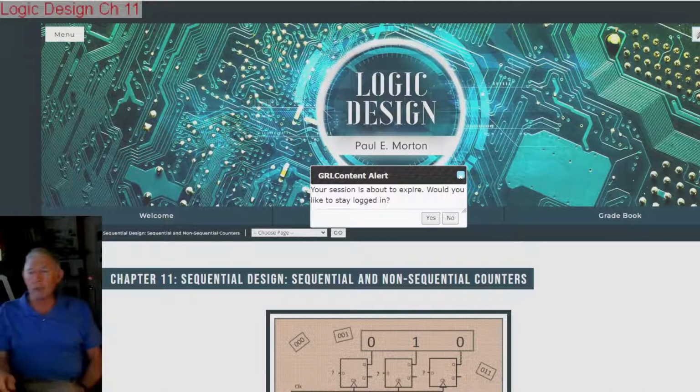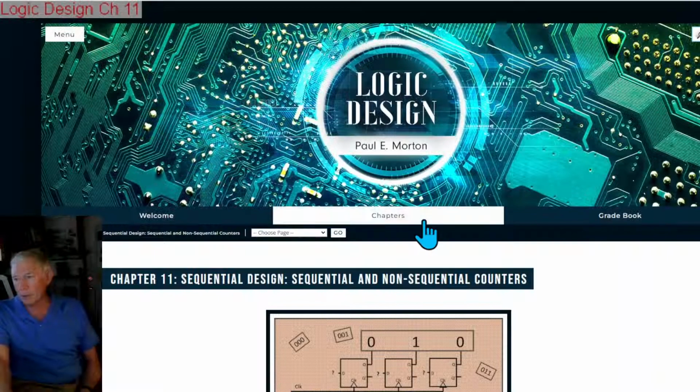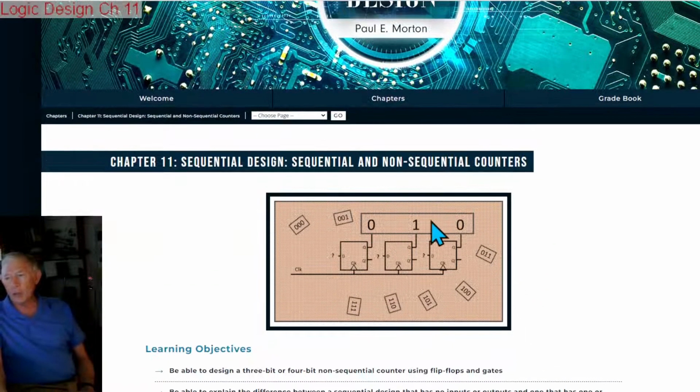But here's the book. So this is chapter 11, and we start with this picture. And I do want you to look at this picture, because this really describes what we're going to do in this chapter. We're going to have some number of flip-flops, in this case three, and we'll call them flip-flop A, B, and C, and we'll have a clock coming in, and then we're going to design the network to drive the D input for the A flip-flop, another little network to drive the D input for the B flip-flop, and finally another one to drive the D input for the C flip-flop, and that will make up our state machine.